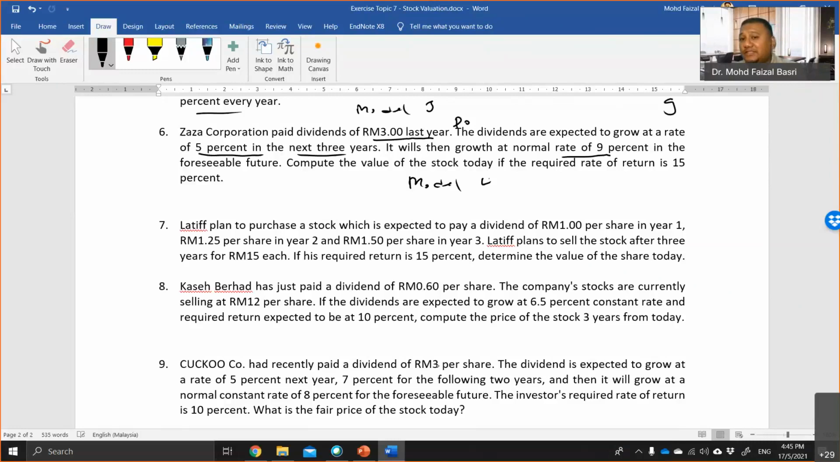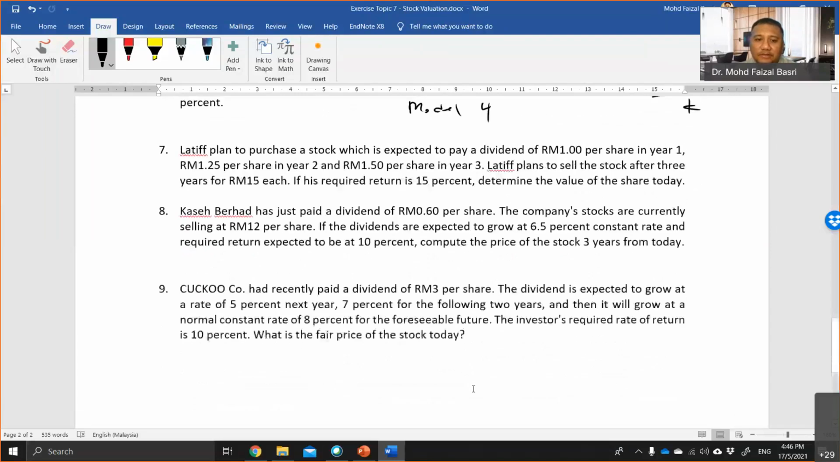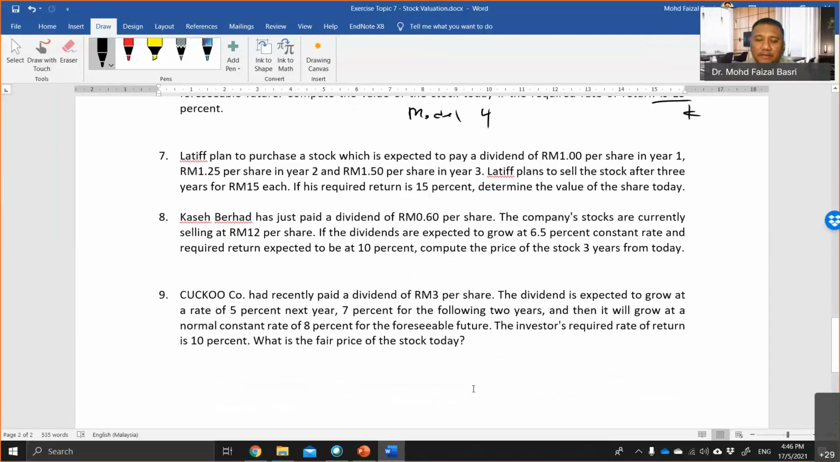So you're going to prepare the 3 steps that I showed you earlier. Okay, the K is 15%. So you need to find the dividend until year number 4 also, because the 9% happens in year 4 onwards. So you need to find the dividend until year 4, the price until year 3, then you discount everything, just like my example earlier. In these examples, all are just paid, there is no example of expected to pay.